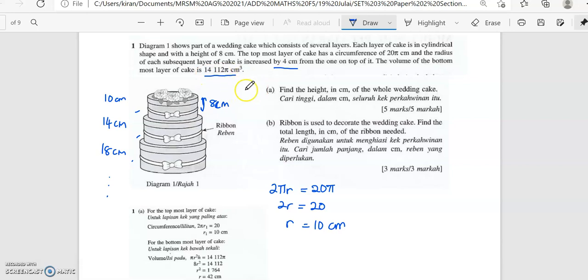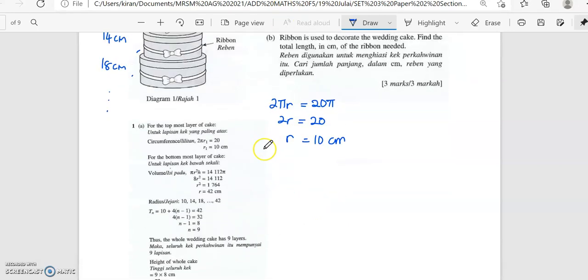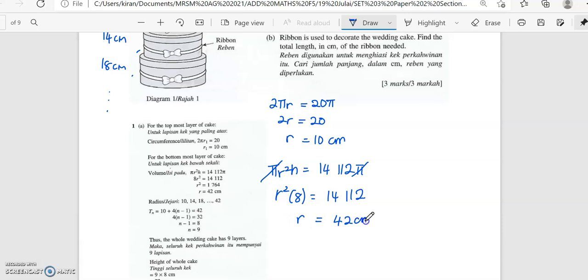Okay, so given that the bottommost layer of cake has this volume, kita kena calculate the bottom radius. So kita equate dulu dengan volume dia. Okay, so we have the volume for cylinder, which is pi r square h, equate dengan 14,112 pi. Okay, and then kat sini pi kita boleh potong, and then r square times h, which is 8. Okay, and then we calculate, and then we get r is equal to 42 centimeter. Means that the bottommost layer of the cake has the radius of 42 centimeter.